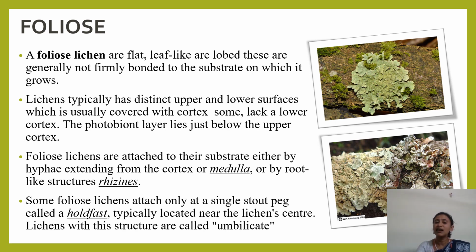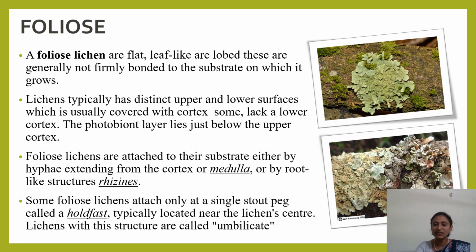Foliose lichens are attached to their substrate either by hyphae extending from the cortex or medullary region, or by root-like rhizines. Some foliose lichens attach only at a single spot. This is called a holdfast. Typically located near the lichen center, lichens with this structure are called umbilicate.